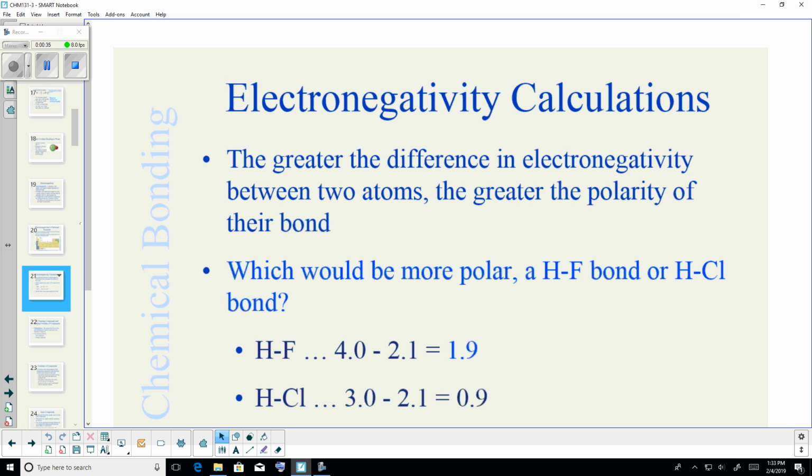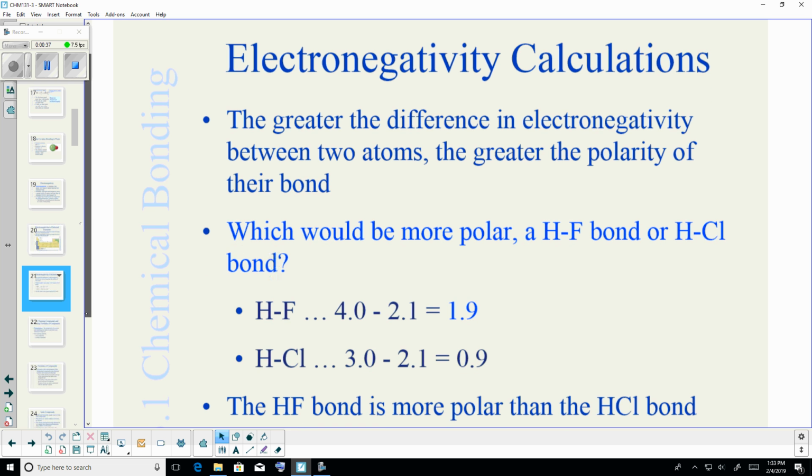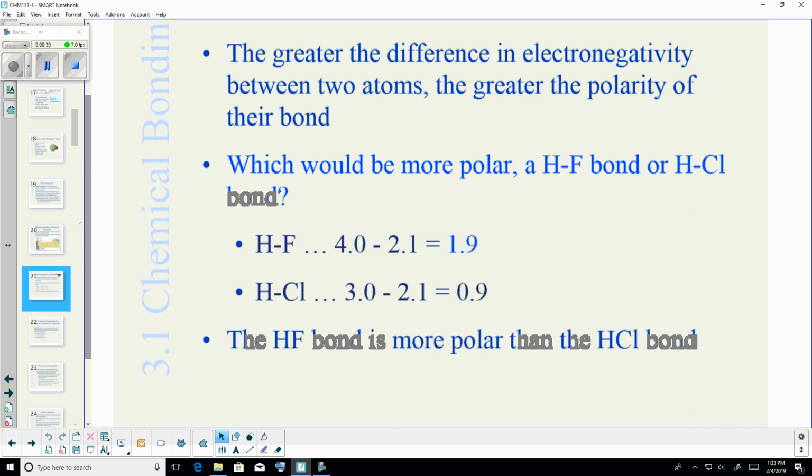How do you do calculations? So it's the electronegativity difference. If you look at HF, it's 4.0 minus 2.1, for 1.9. For HCl, it's 3.0 minus 2.1, 0.9. So the HF bond is more polar than the HCl bond because it has a bigger difference, which means it would act like a stronger magnet.